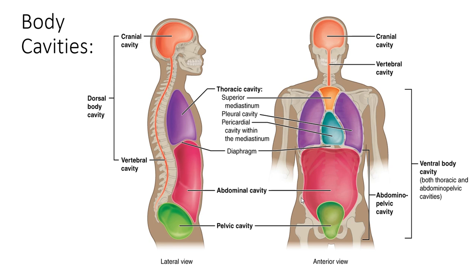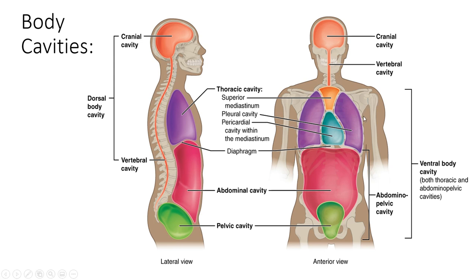The thoracic cavity is also composed of additional cavities. Here you have your superior mediastinum. Here we have our pleural cavities that hold our lungs. Here we have our pericardial cavity, which is connected with the mediastinum, which holds our heart.